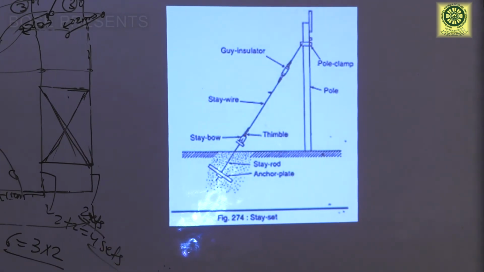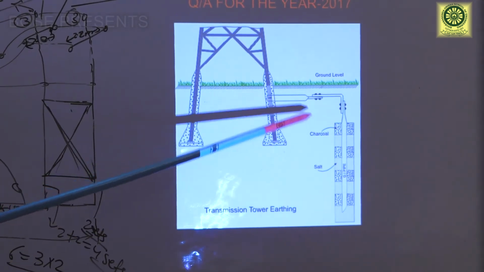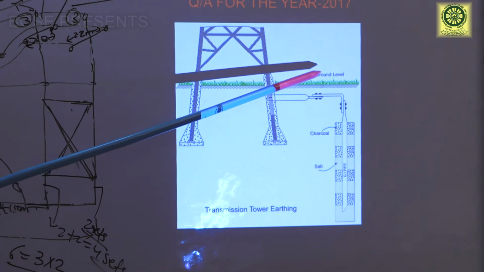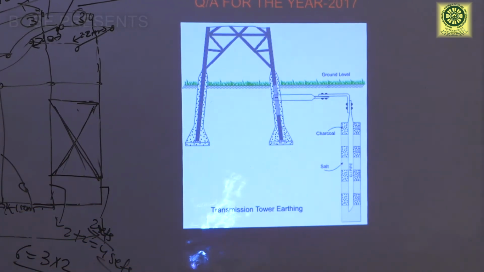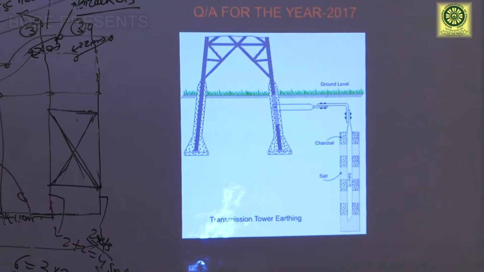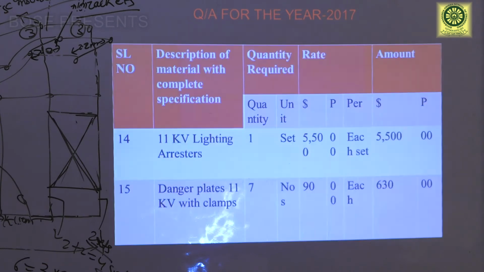Next, the earthing of one pole is shown in this figure. Ground level, this is the charcoal, this is the pipe earthing. This is one example of pipe earthing done in the H pole structure. And next, 11 kV lightning arrestor, and one set is required for this H pole structure.